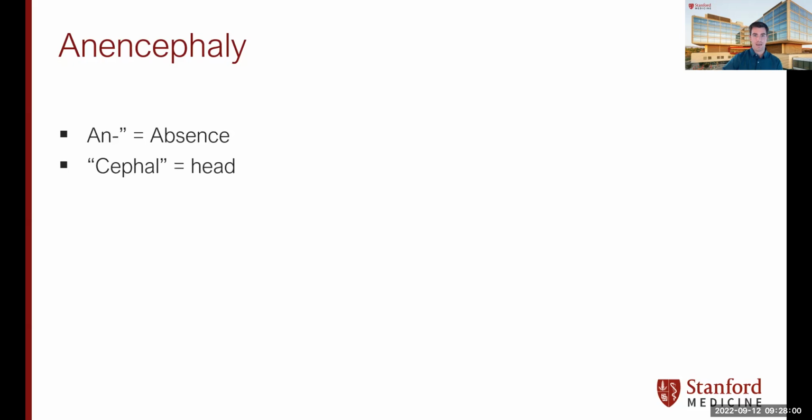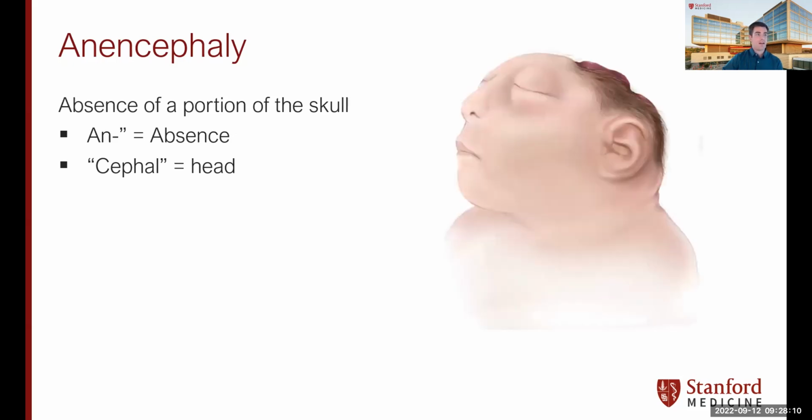So an means absence, and cephal means head. So anencephaly is absence of a portion of the skull and or brain. And so this is a condition at birth that leads to lack of mostly the posterior portion of the brain as well as the skull, and is incredibly, incredibly difficult.